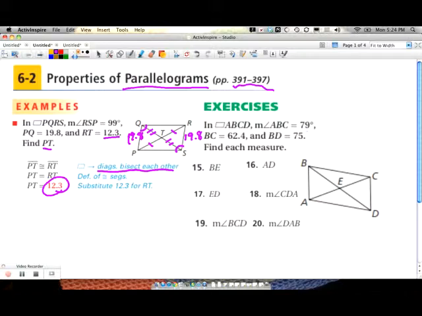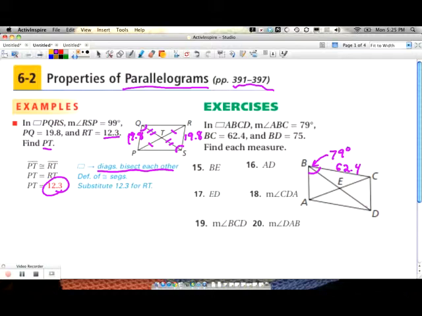So let's try some of these examples. It says measure of angle ABC is 79 degrees. So right here, this whole thing, that's going to be 79 degrees. And for BC, that is 62.4. So this side is 62.4. BD, the whole diagonal, is 75. So we're going to keep that in mind as well.